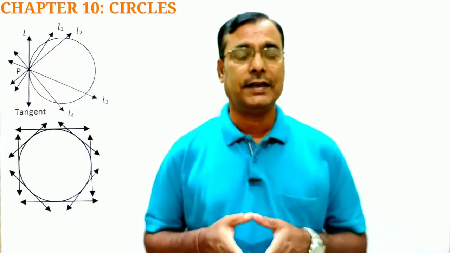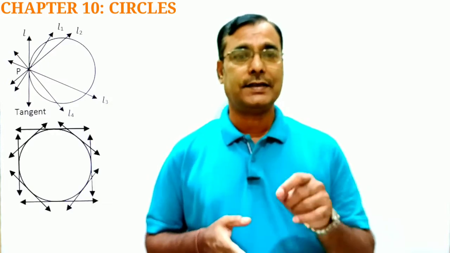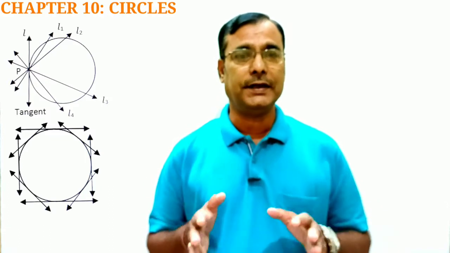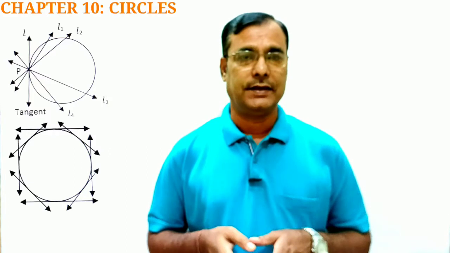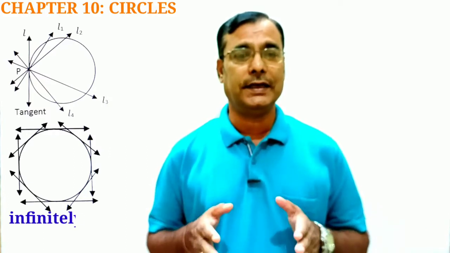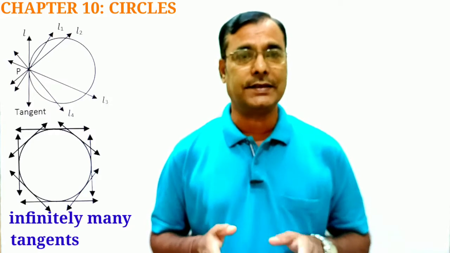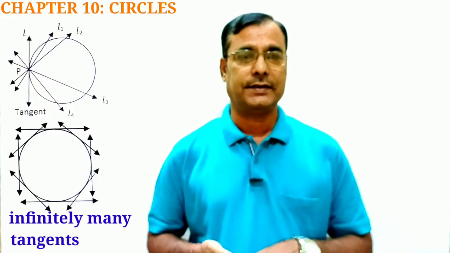On a circle, there are infinitely many points, and at every one of those points there will be a tangent. So a circle as a whole will have infinitely many tangents at its infinitely many points.